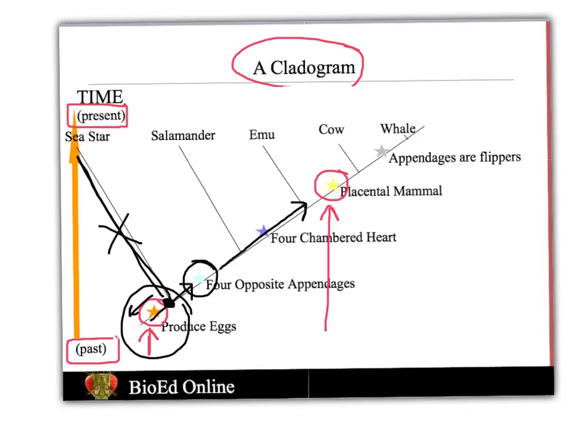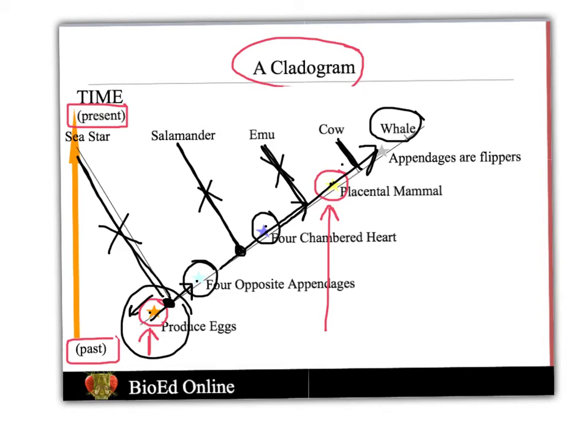The salamander has 4 opposite appendages, but since it branched off right here, it does not have a 4-chambered heart. But everything on up does have a 4-chambered heart. So emus, cows, and whales. The emu branches off right here, so it does not have a placenta. Okay. But the cow, which branches off here, does have a placenta, and again, everything before it, right? The cow has a placenta, 4-chambered heart, 4 opposite appendages, and does produce eggs. And then the whale, being here at the top of the cladogram, has all the characteristics that come before it.